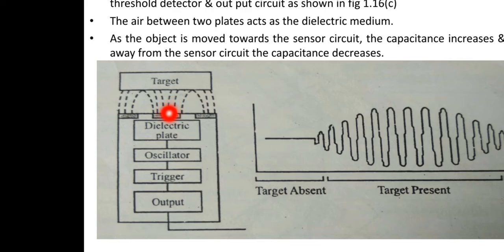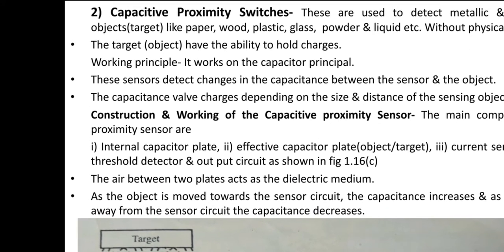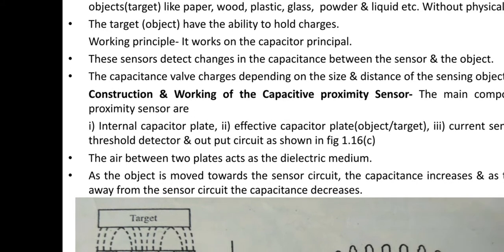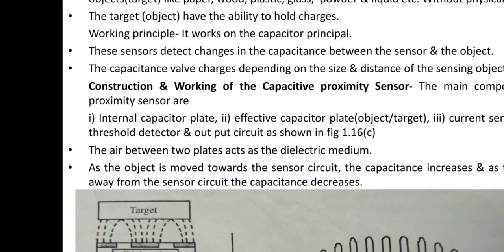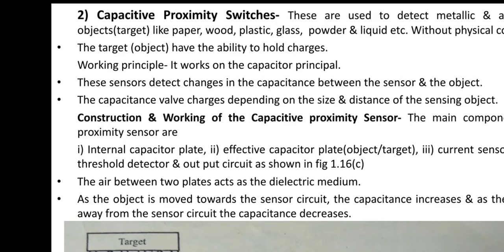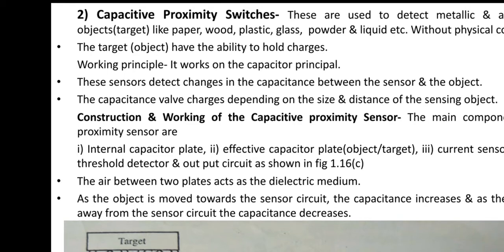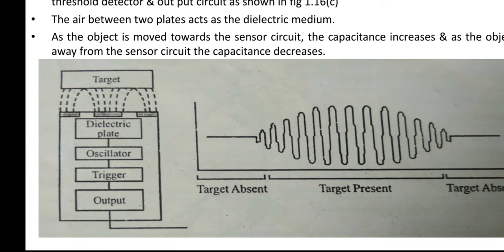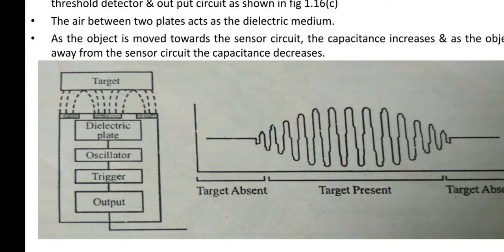See, it is used basically to detect metallic as well as non-metallic objects. Okay, so I told you inductive proximity switches are used only to detect the metallic objects, whereas these capacitive proximity switches are used to detect metallic as well as non-metallic objects like paper, wood, plastic, glass, powder, liquid, etc. without any physical contact. Now what is the difference between the inductive proximity switch and capacitive proximity switch?